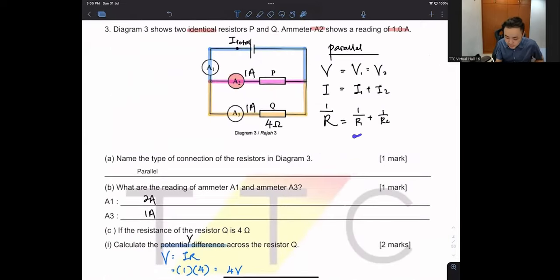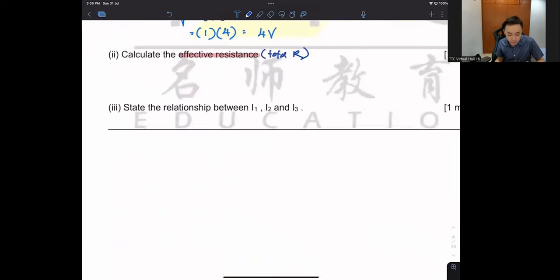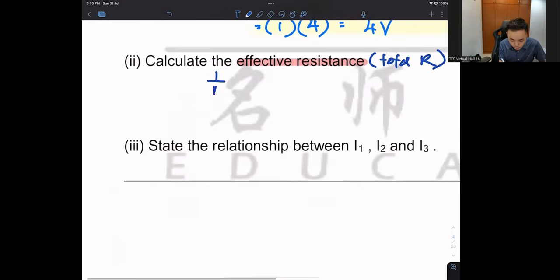You want to calculate resistance for parallel, must be 1 over R. So identical, meaning what? Q is 4 ohms, then obviously P is also 4 ohms. So what you do here, simple. 1 over R equals 1 over 4 plus 1 over 4. How much do we get? 2 over 4. Not done yet, because why?